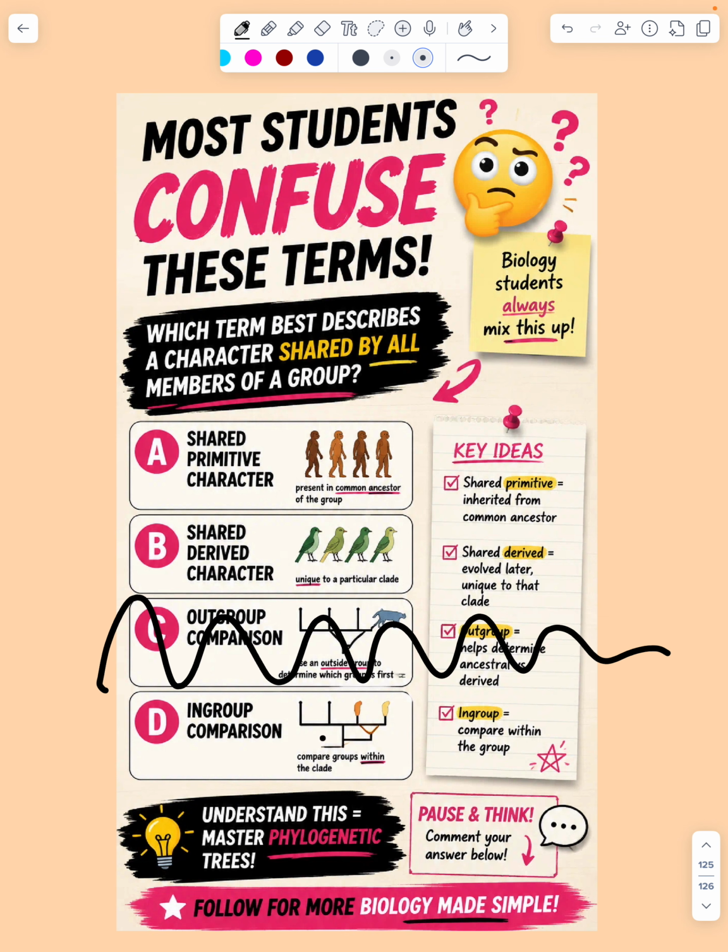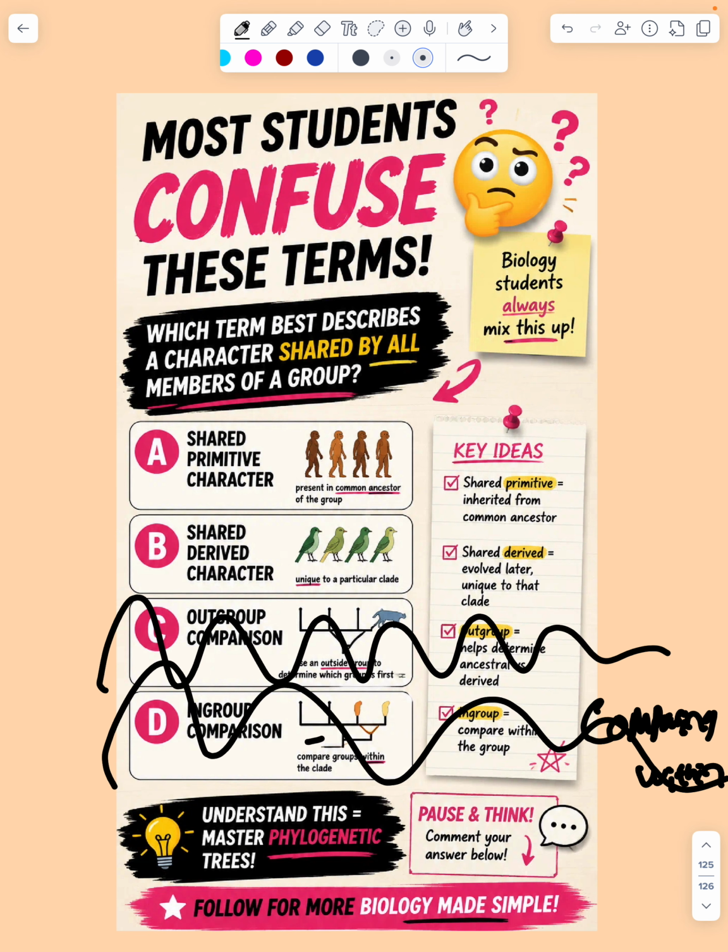Now D, in-group comparison. Again, that's just comparing, it's in the name, comparing organisms within the group you're studying. That's also not a type of characteristic itself. So now we're stuck between A and B. And this is where people freak out because both sound correct.